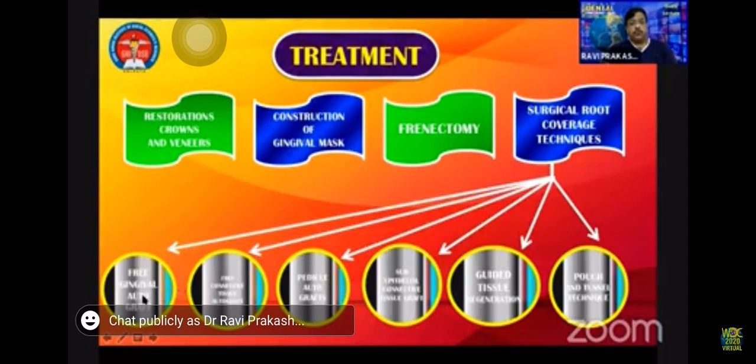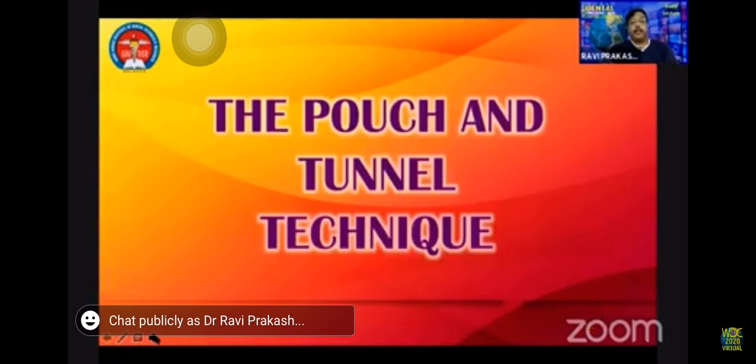And the main approach of the treatment is through the surgical root coverage procedures, which include many, like free gingival autografts, free connective tissue graft, pedicle autografts, subepithelial connective tissue graft, guided tissue regeneration, and pouch and tunnel technique, which is actually not exactly a graft. It is a technique wherein we use the connective tissue graft to cover the recession area. So next, coming to the pouch and tunnel technique.